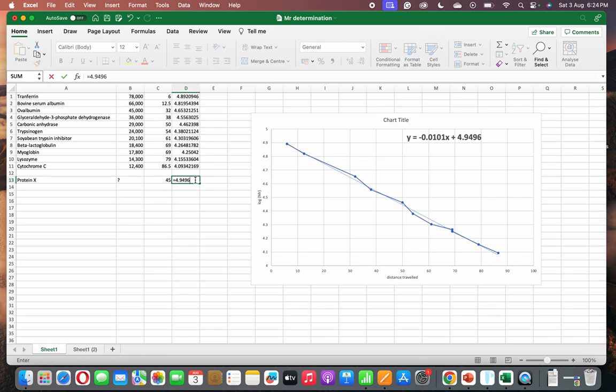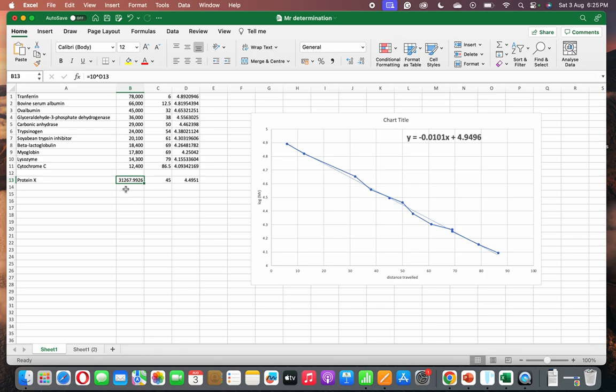So it is 4.9496 minus 0.0101 into 45. Right? So this is log of the molecular mass of protein X. So how do I get back to the molecular mass? I have to take the anti-log of this. Okay. So this is what we've gotten from our equation, 31,267 Daltons. That is approximately 31 kilodaltons.